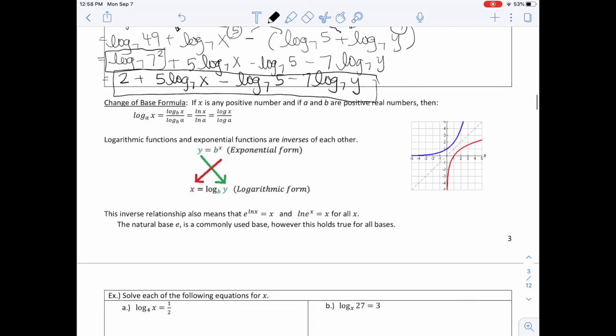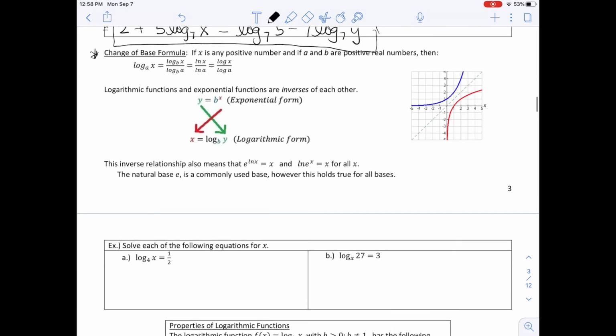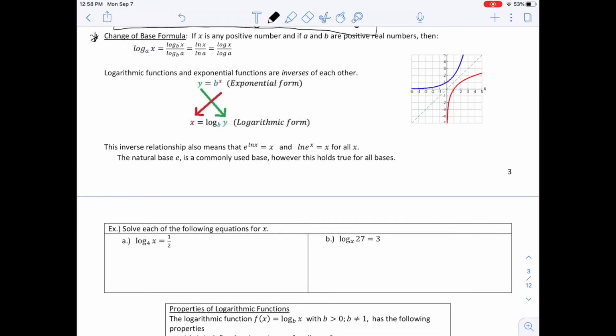Right below this is a change of base formula. If you remember from logarithmic functions, you can only use a calculator if it's log base 10 or log base e. So if we have a common logarithm or if we have a natural logarithmic function. So a change of base allows us to use a calculator for any base of a logarithmic function. So it says if x is a positive number and if a and b are positive real numbers, then log base a of x is equal to log base b of x over log base b of a. And it could be any value there.